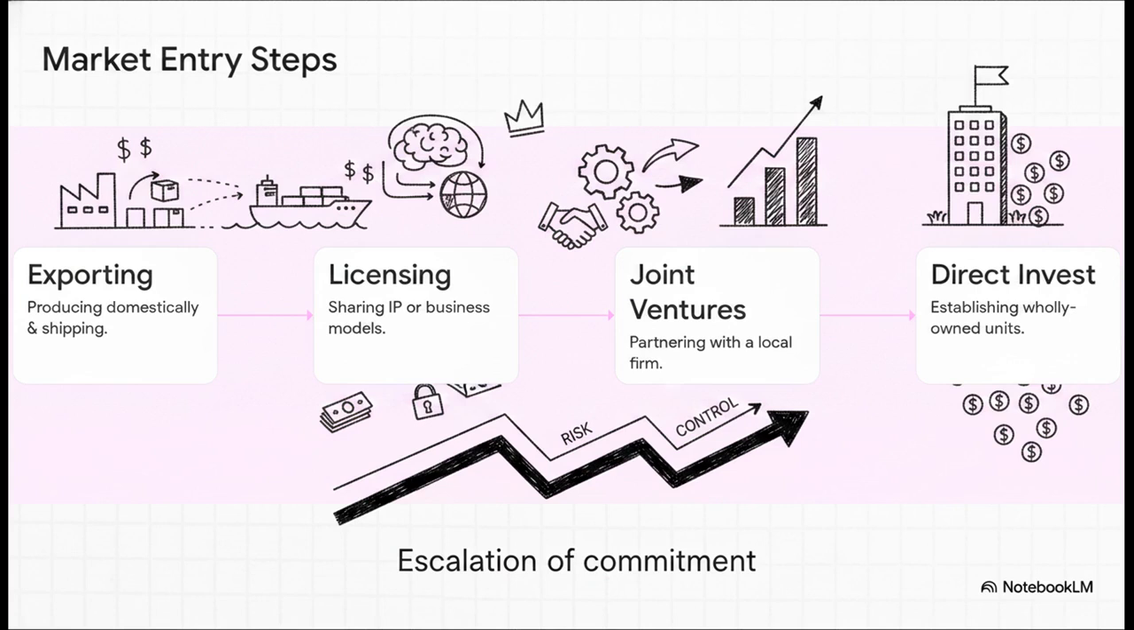Exporting is for sure your safest bet. You produce your goods safely at home and just ship them abroad. Super low risk, but you also have very low control over how the product is actually sold. Next step down, you can license your intellectual property or franchise your business model in exchange for royalties.